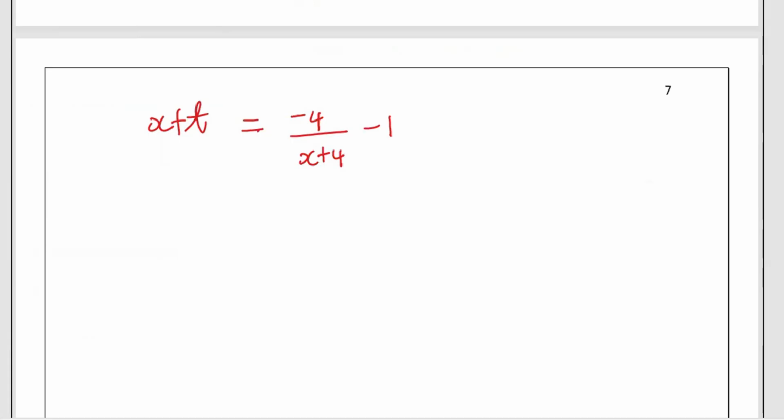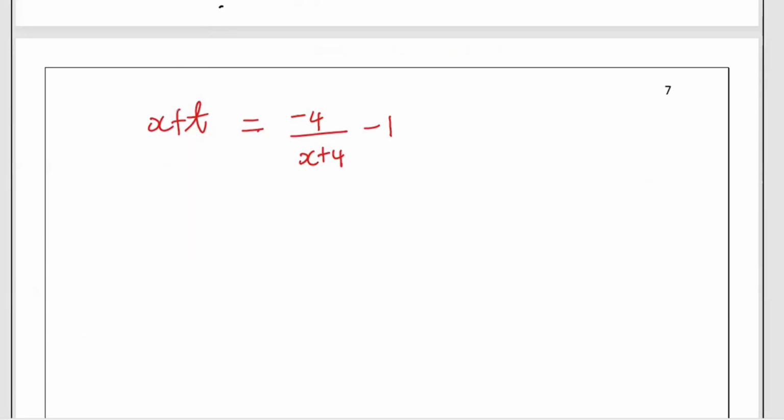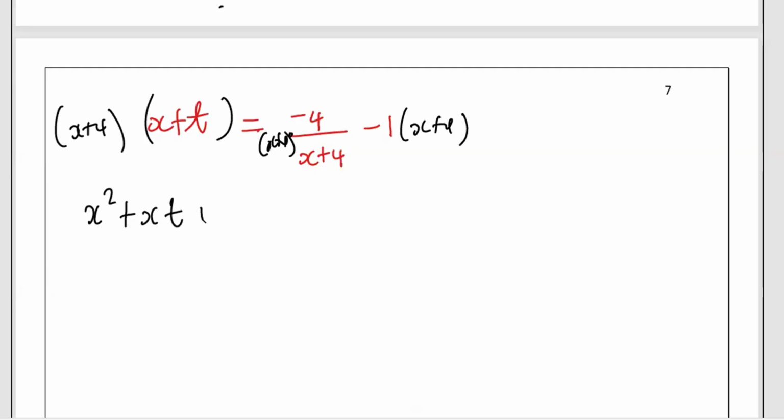Yes. Then let's try to multiply through by the denominator, which is x plus 4. So this is going to be x plus 4, multiply there. We have x plus 4 here, and then we also have x plus 4 there. So meaning that we're going to have x squared plus xt plus 4x plus 4t. This cancels that. We have a negative 4 minus x minus 4.